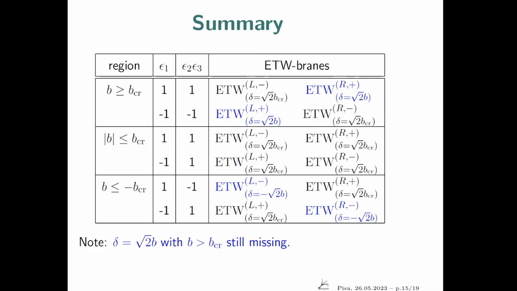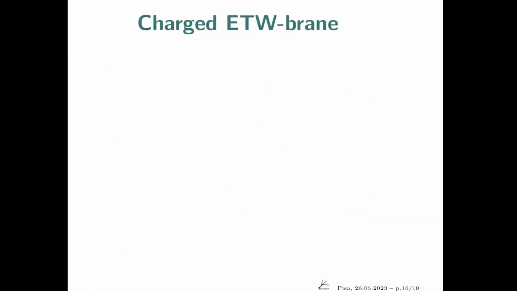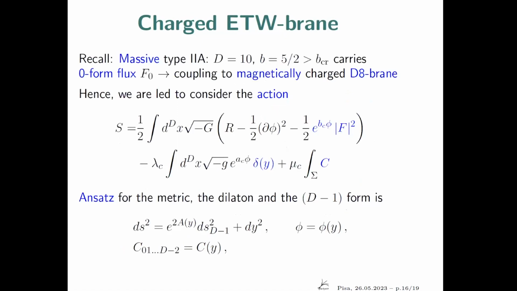So what is missing? To get an idea, you can look at the Romans mass case, massive type IIA. So here we had a case where B was larger than B critical, namely 5 over 2. And this, we don't know how it was realized. So there was a zero form flux. So we expect now that there's a flux in the game, so that at the end of the world, something should compensate that flux, or should be charged under the same Ramond-Ramond field of which this is the flux.